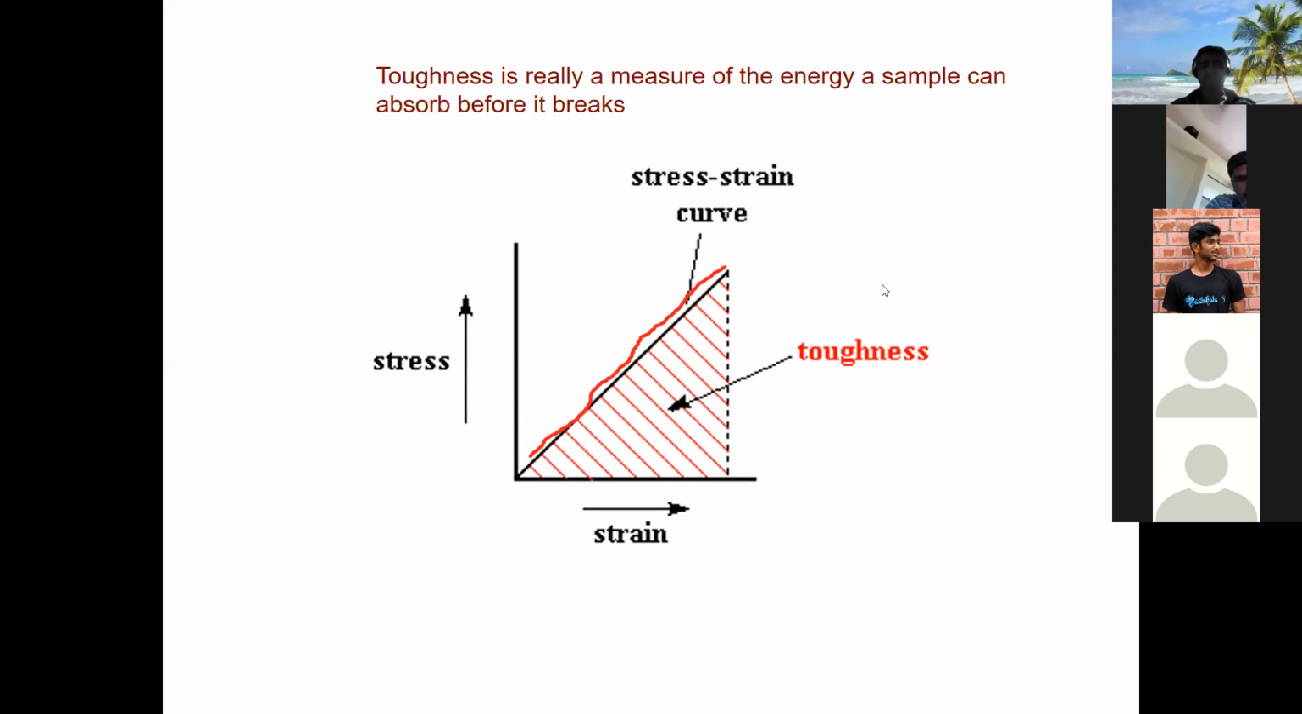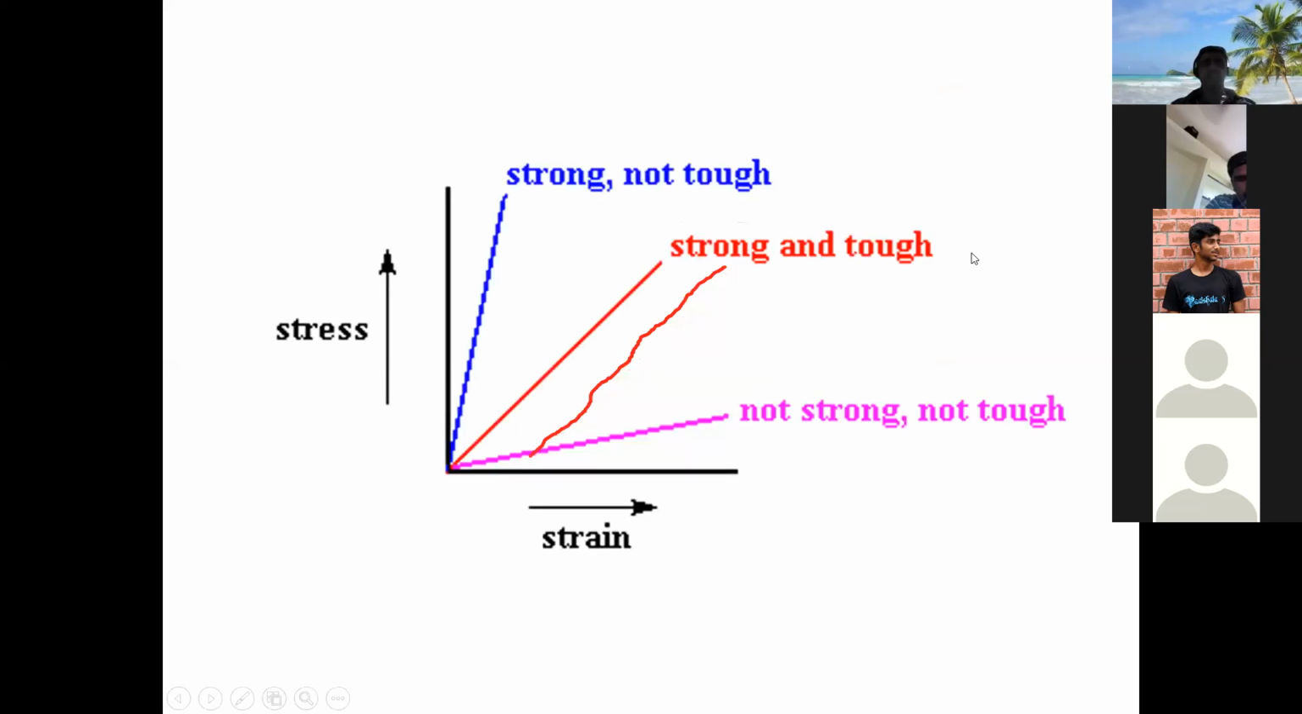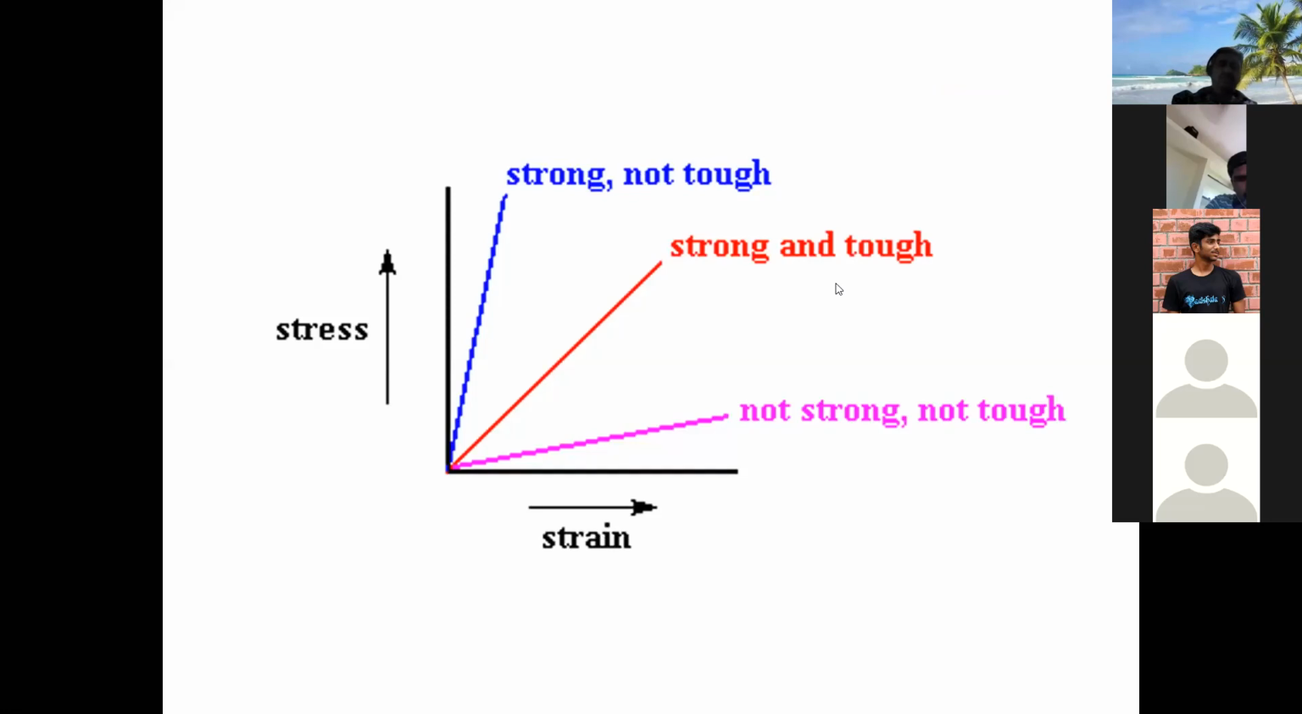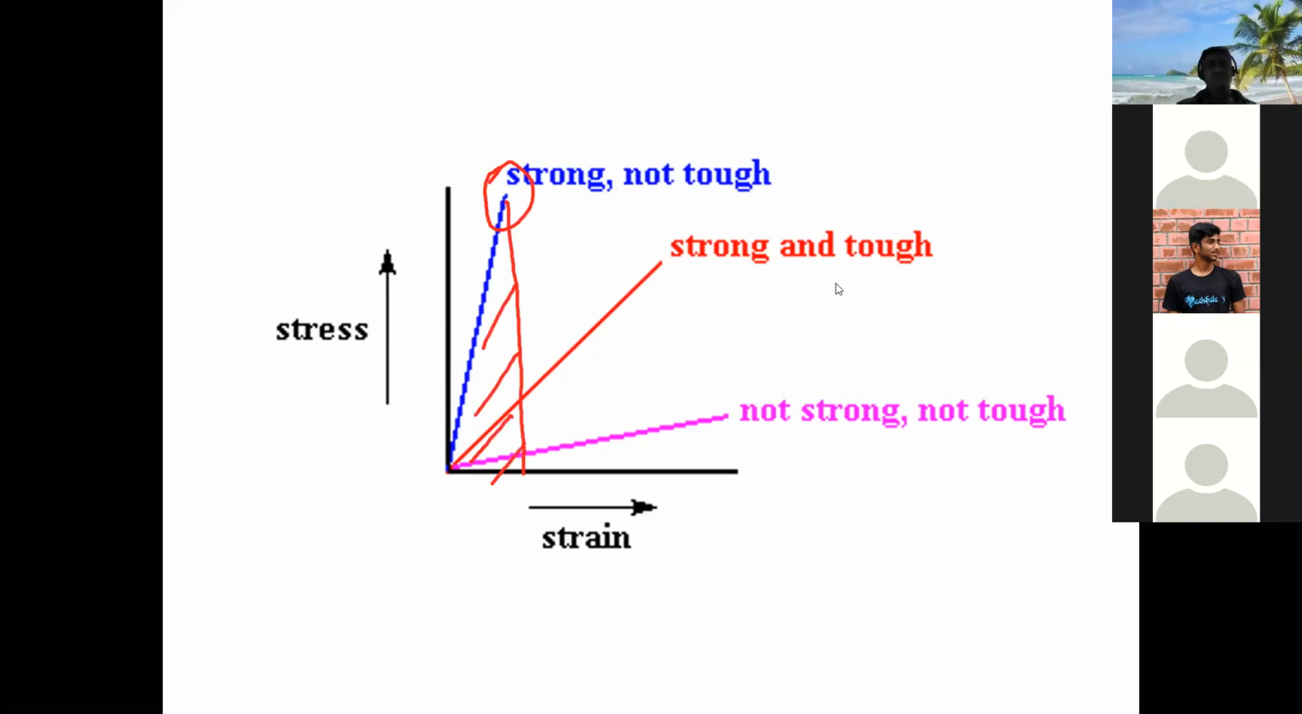If you look at the next graph, the y-axis is your stress and the x-axis is your strain. If you look at this blue line, you know the slope is very high, so your modulus of elasticity is very high. It is a very strong material. But the area under the curve is very, very less, so your toughness is reduced.